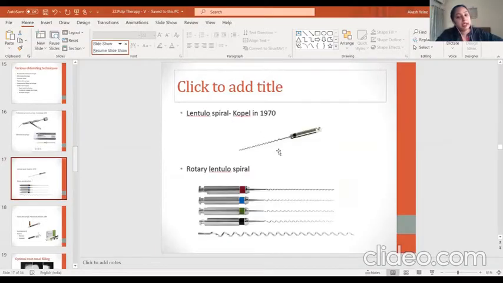Now, the third technique is using lentulo spiral. What you can see in the picture is a lentulo spiral.